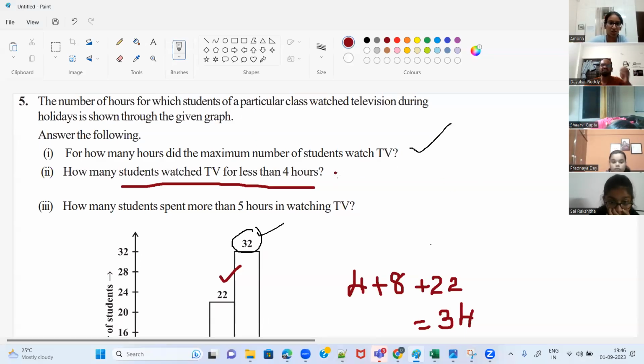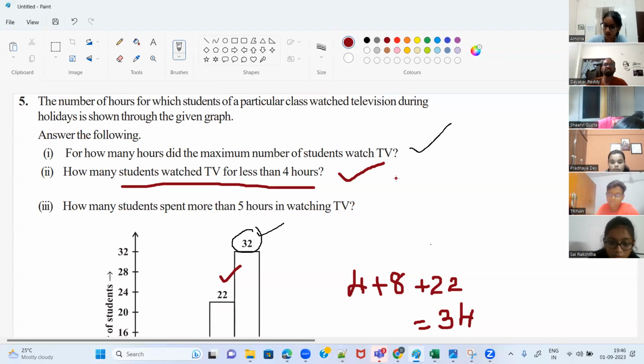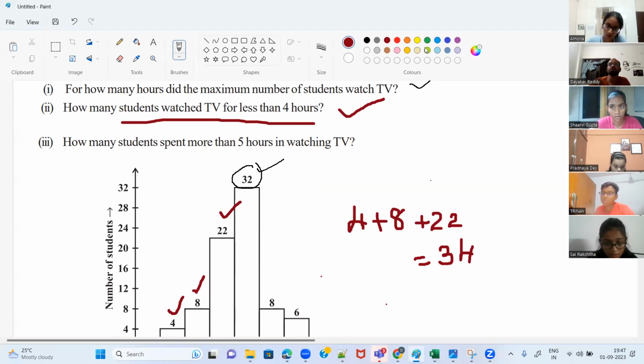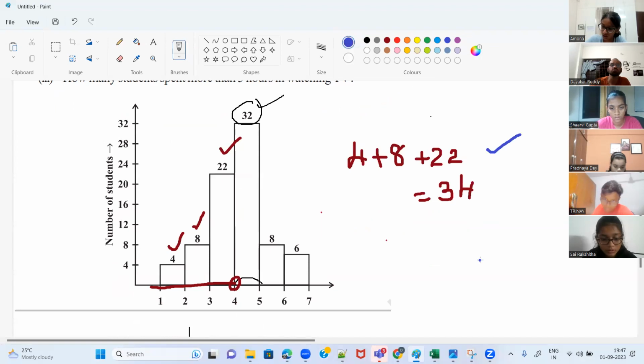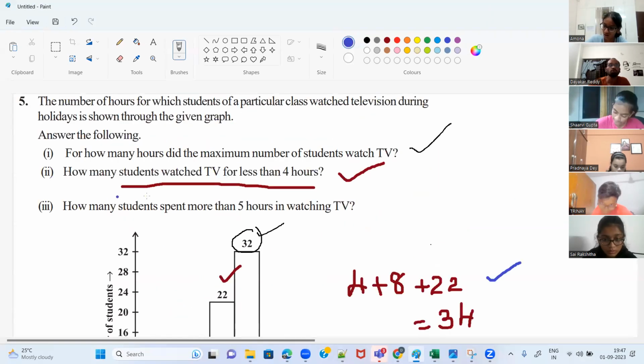So we are solving the second question, right? How many students watch TV for less than 4 hours? So for that, number of students who watch TV for less than 4 hours equal to 4 plus 8 plus 22, that equals 34.